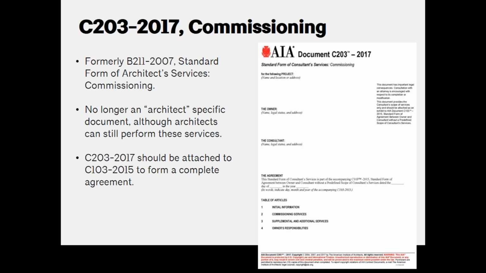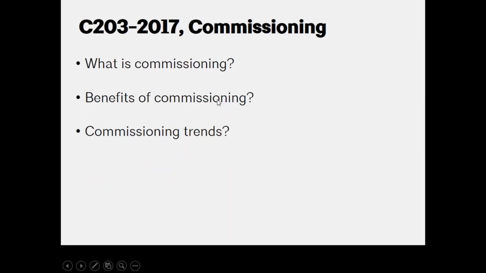And of course, if you're going to be using this scope, you should be attaching it to our C103, which is an owner consultant agreement, which is our base owner consultant agreement. You put those two documents together to create a full integrated agreement.